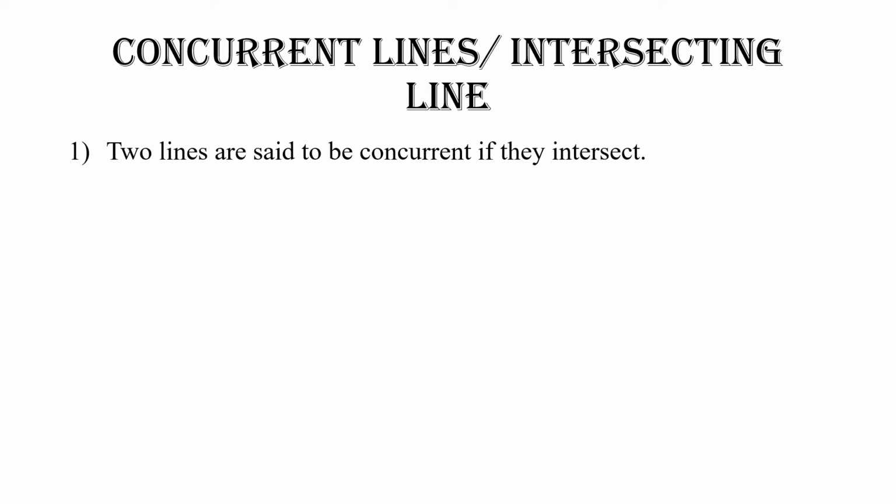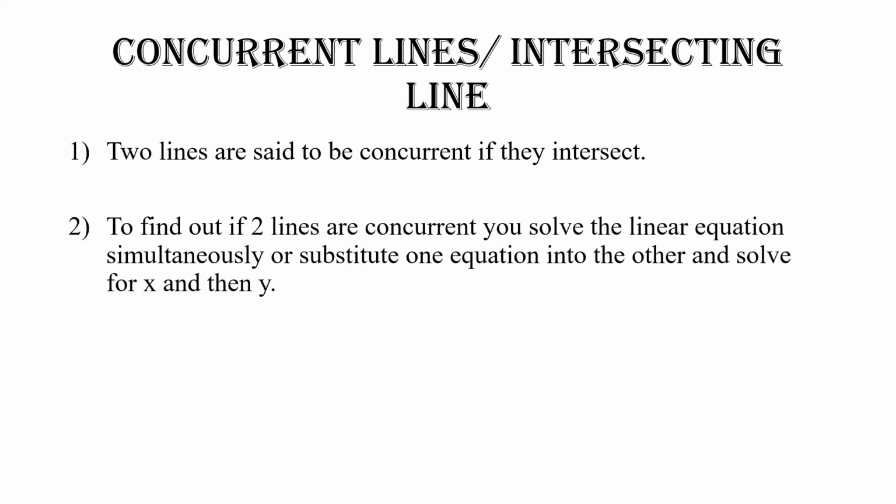So concurrent lines or intersecting lines are basically when two lines are said to be concurrent if they intersect. And secondly, to find out if two lines are concurrent, all you have to do is solve the linear equations simultaneously, or you can substitute one equation into the other one and then solve for x and then y, or y and then x. And this is the method I'm going to be using today.